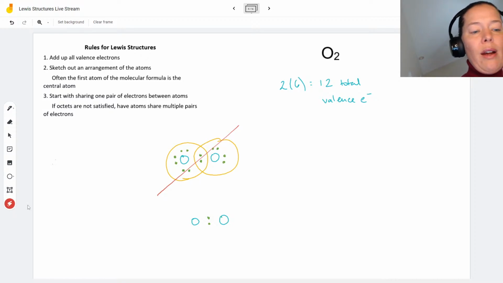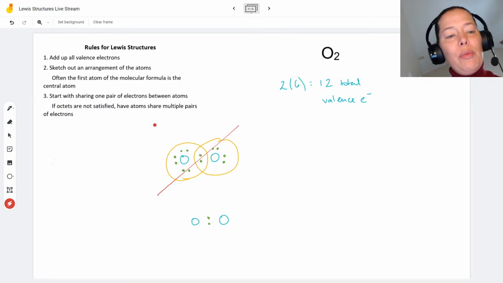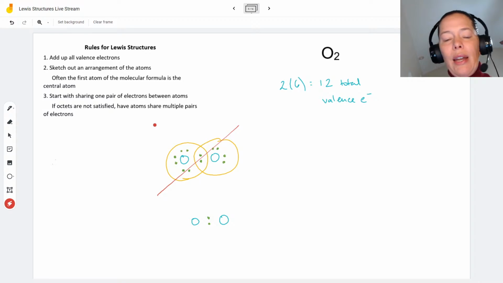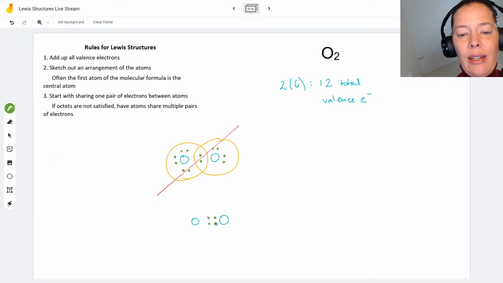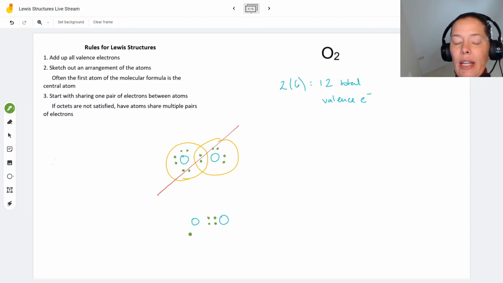Okay, so here are my 2 electrons that I started with. And this is where I'm going to use my little hint on the third rule that I haven't had to use before. And that is, if you try a Lewis structure and you see that you're not satisfying all octets, then try sharing more than one pair of electrons between atoms. So in this structure, I only shared one pair of electrons, or 2 electrons. So when I try again, I'm going to add a second pair of electrons. So instead of sharing 2 electrons, they are now sharing 4 electrons.